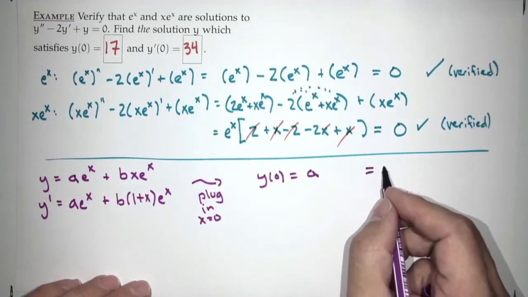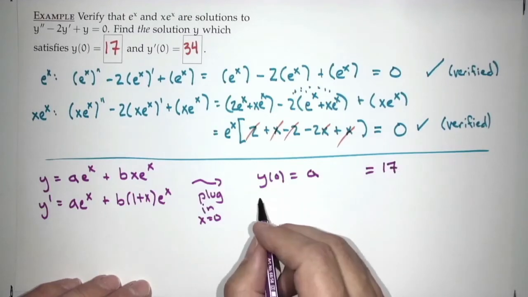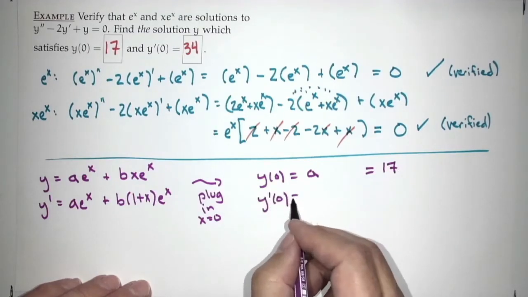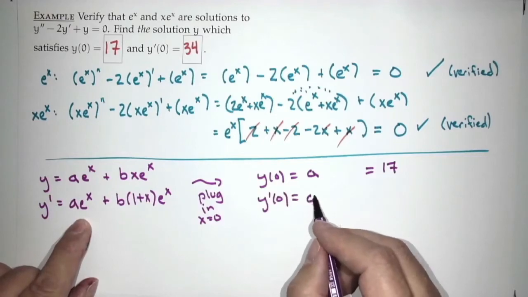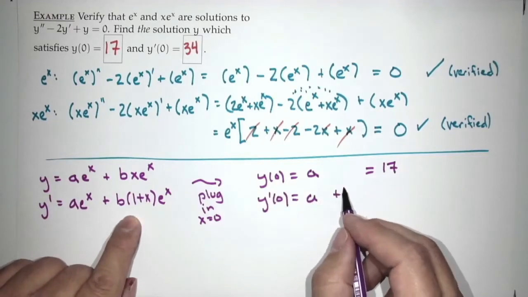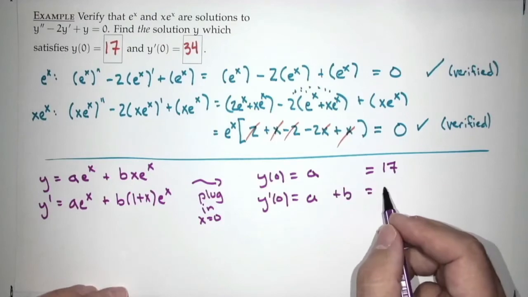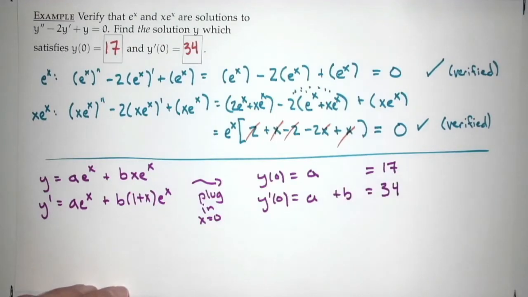That has to equal 17. y prime of 0 equals a and b. And that has to equal 34. Now, 2 equations and 2 unknowns. I think we can solve this one.